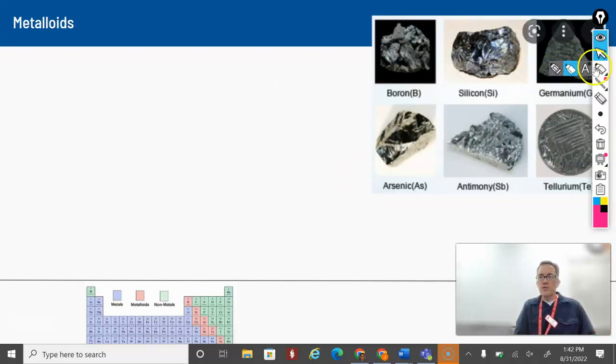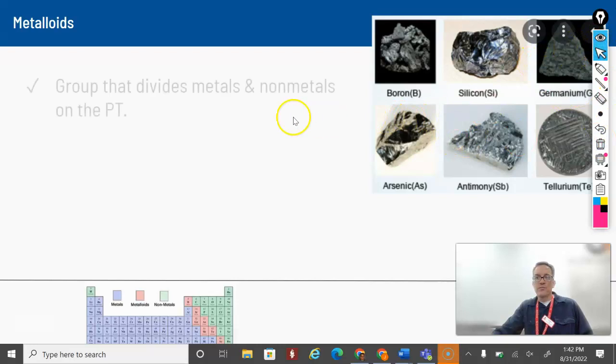In between, there's this little sliver of things in the pink. These are called metalloids. These are kind of the ones that are in between. They're between a metal and a nonmetal. And in terms of characteristics, what that ends up looking like is they have characteristics of kind of both or neither. They're not very well defined in terms of falling into a category.